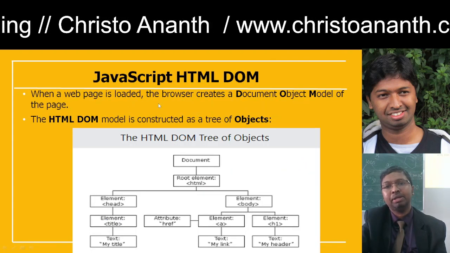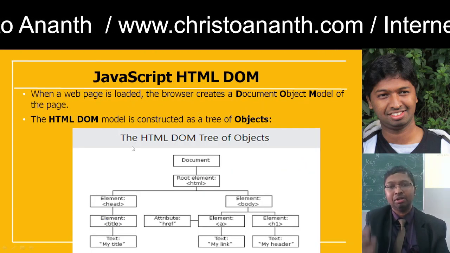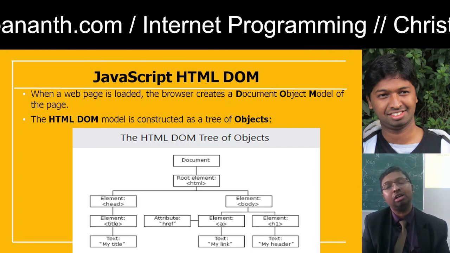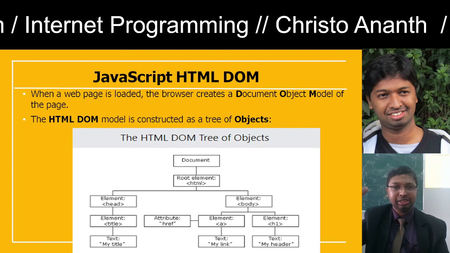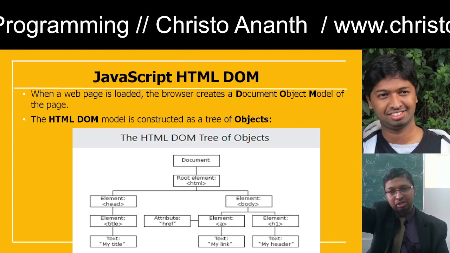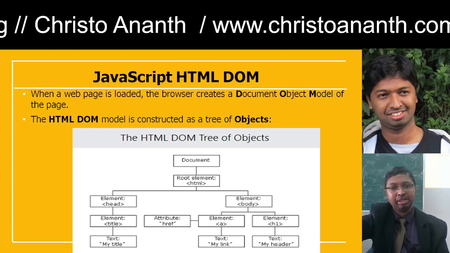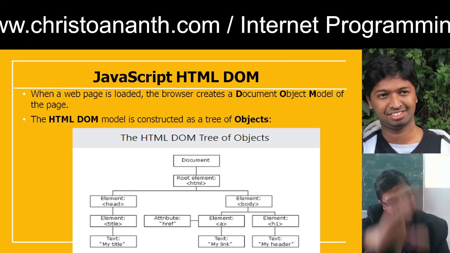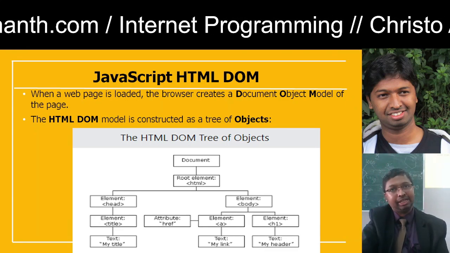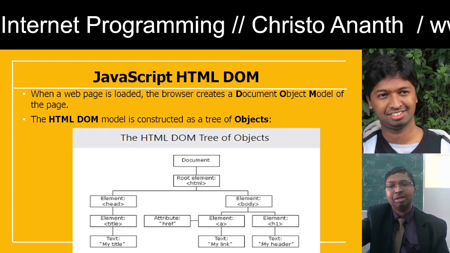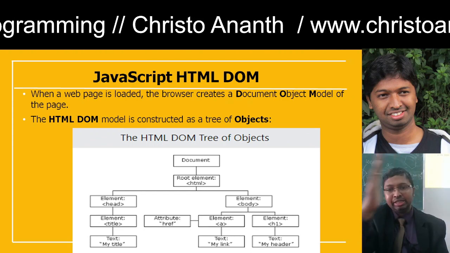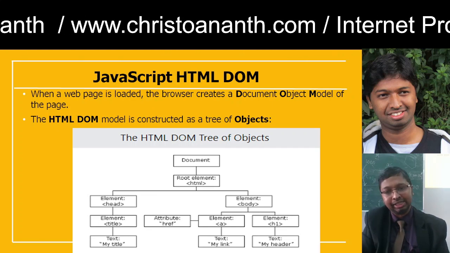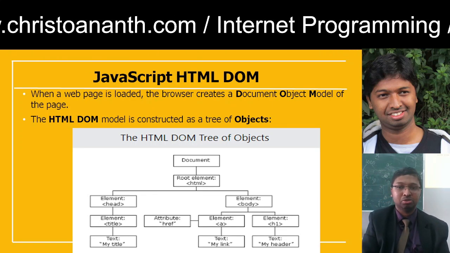And you have the JavaScript HTML DOM also. Whenever a web page is loaded, the browser creates the document object model. The HTML DOM tree of objects will have document, then the root element html, and then elements like head and body, then title, and then "my title". Similarly, in the body you will have attributes and several elements also. From this you will go to the text "my link", and then the text "my header" also.